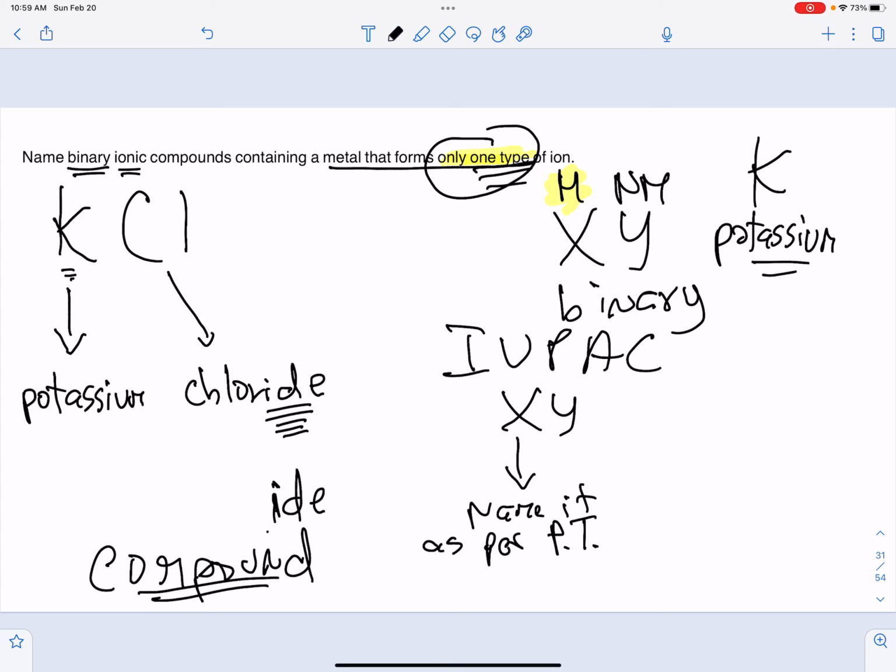So a compound will end in IDE, except if it's a polyatomic. We're going to talk about that very soon. So the name for KCl will be potassium chloride. The second one, the anion (this is the cation, this is the anion), is modified to end in IDE. Let's do another one.